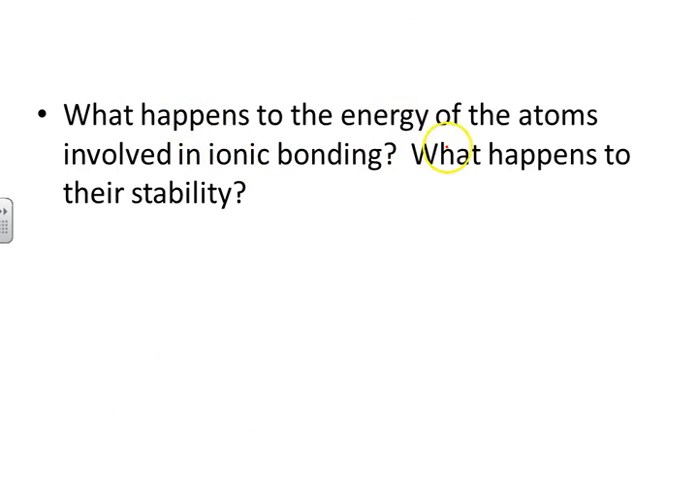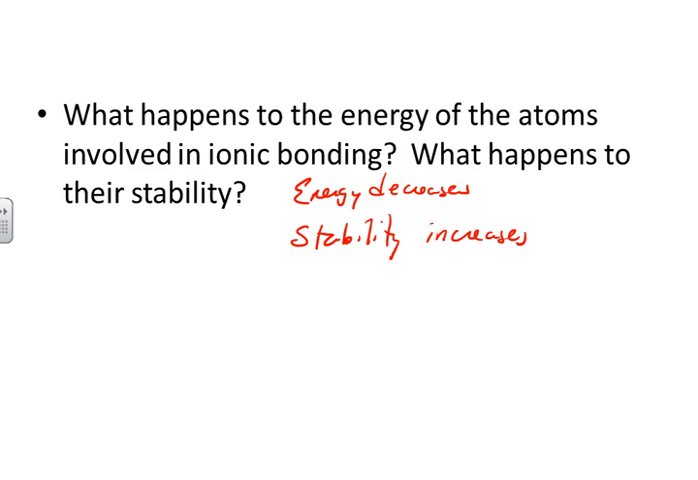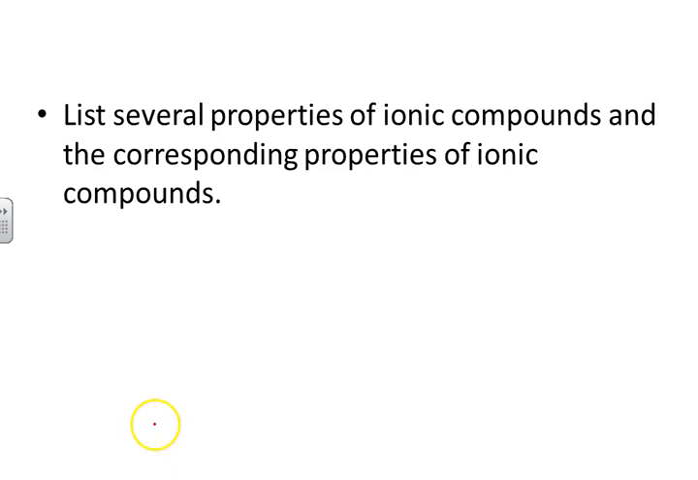Next, what happens to the energy of the atoms involved in ionic bonding? What happens to their stability? During bonding, no matter if it's ionic or covalent, energy decreases, stability increases, regardless of the bond type that's forming.